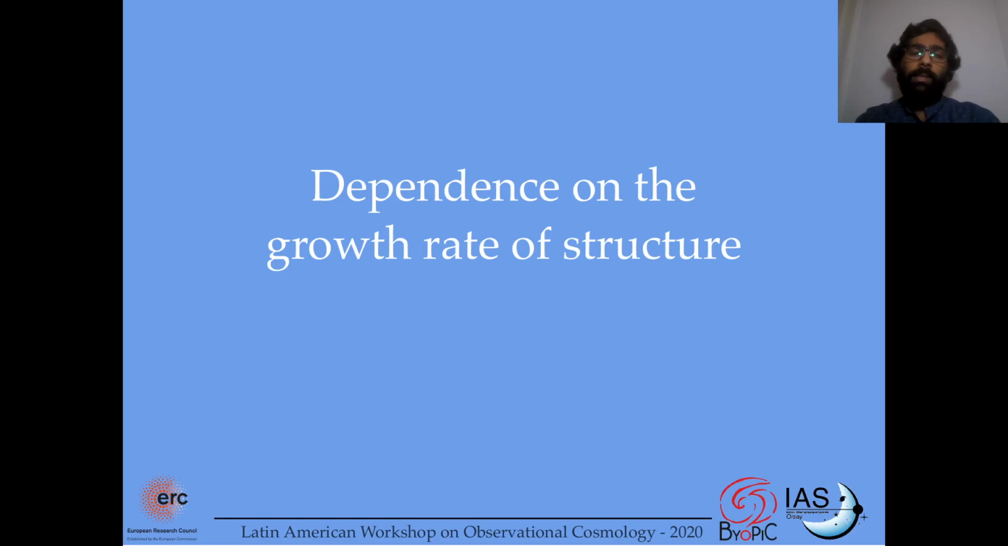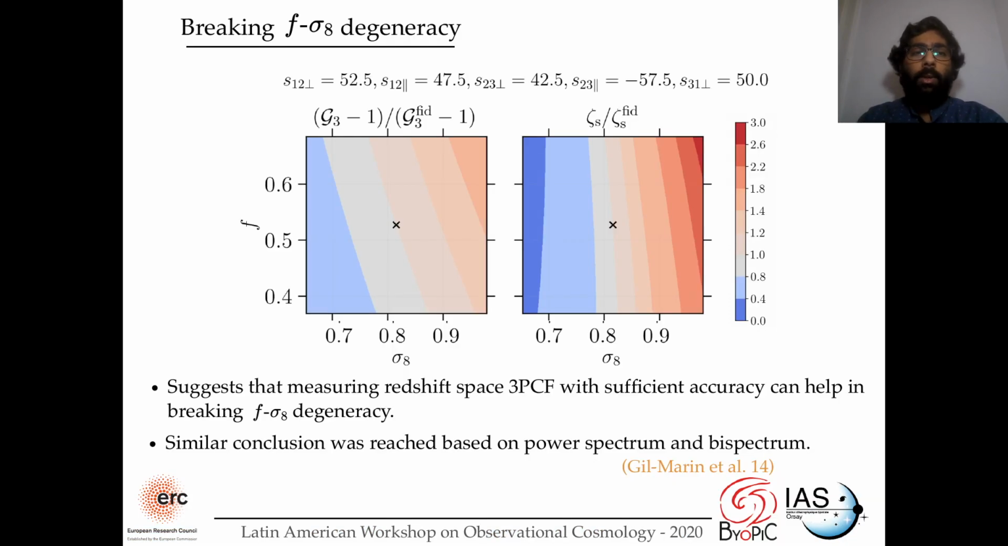Now we can ask the question, what's the dependence on the growth rate of structure for 3-point correlation functions? An encouraging thing here is that it suggests that measuring the redshift space 3-point correlation function with sufficient accuracy can help in breaking the f sigma 8 degeneracy, which is present in the 2-point clustering analysis. Again, the configurations we have chosen are shown on the top row, given by the mean of the bin.